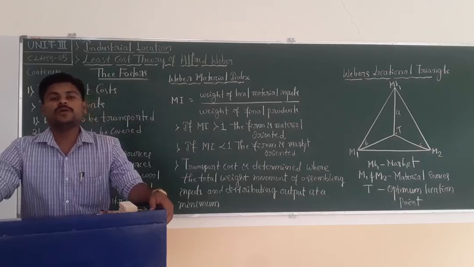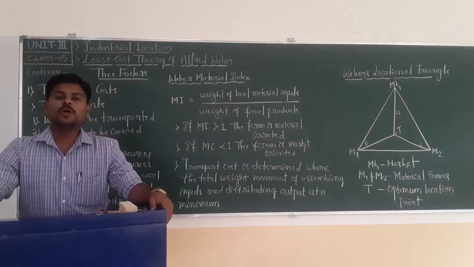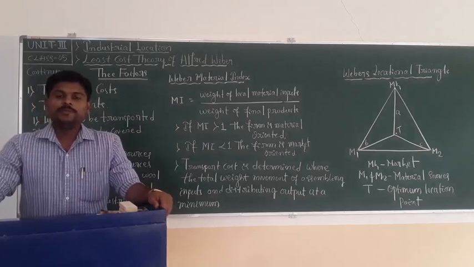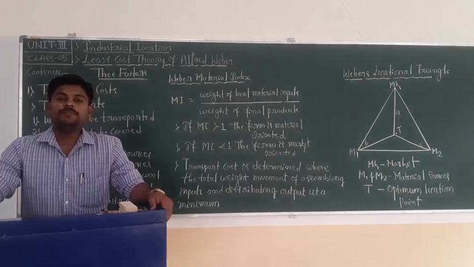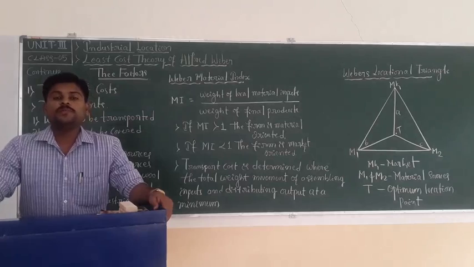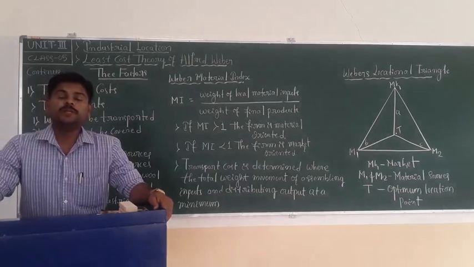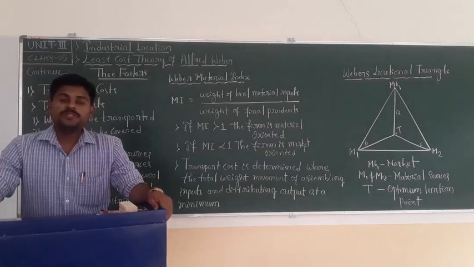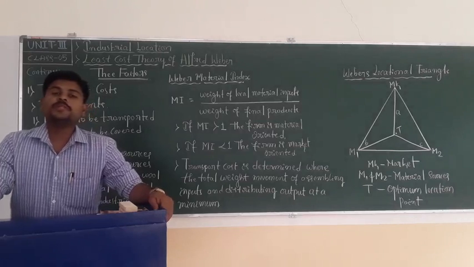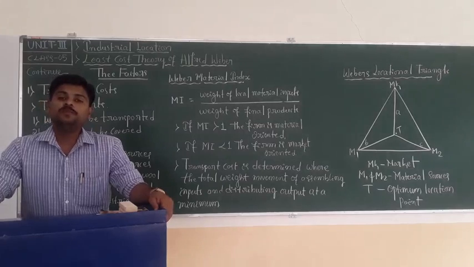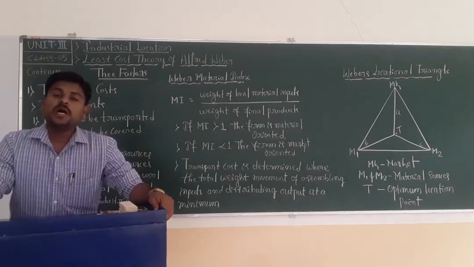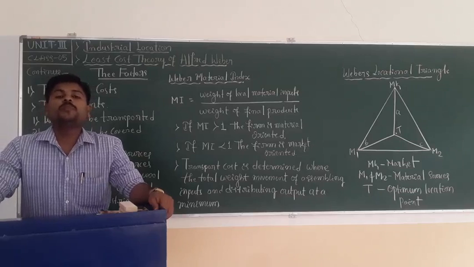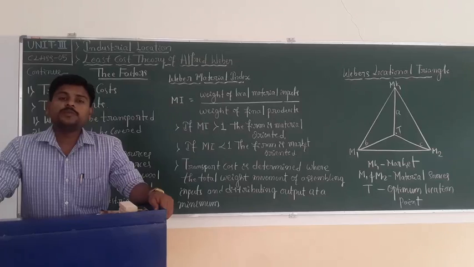Continuation of the discussion on the least cost theory of Alfred Weber. In previous classes, we completed the assumptions of the least cost theory and the three factors influencing the location of industries according to Alfred Weber. The first is transport cost, the second is labor cost, and the third is agglomerative and deglomerative factors. Today we are going to discuss them.